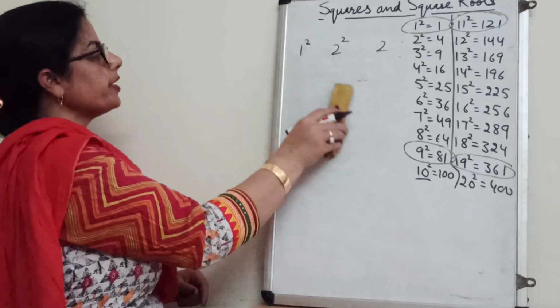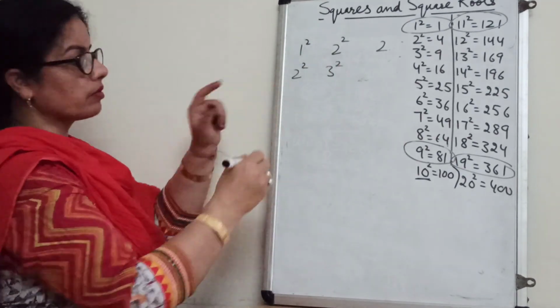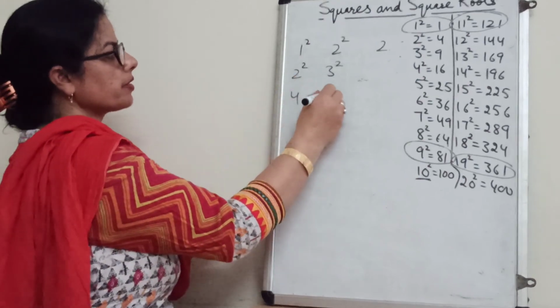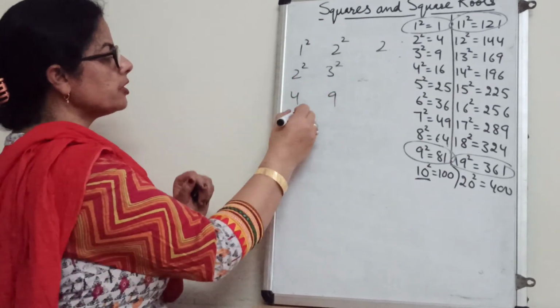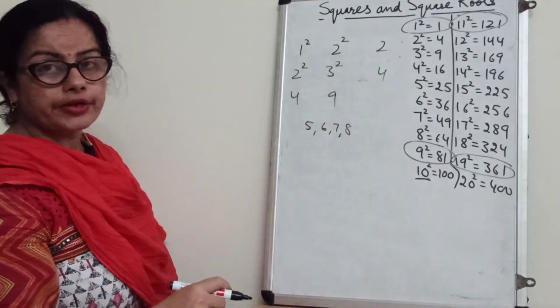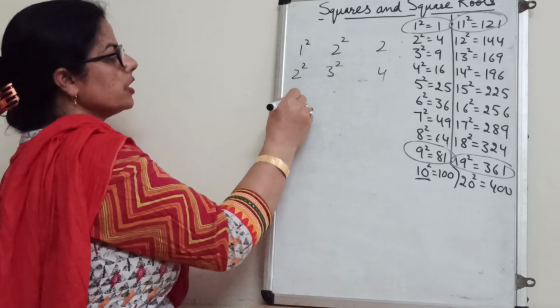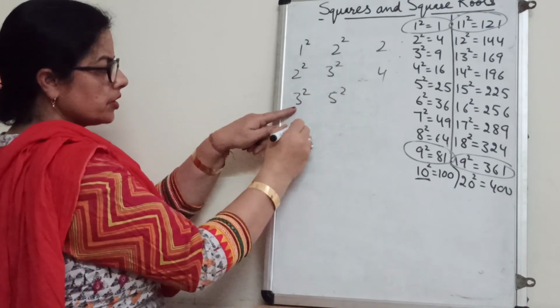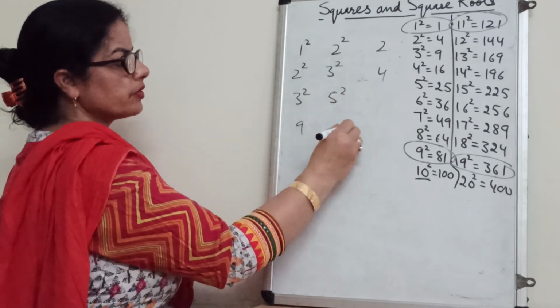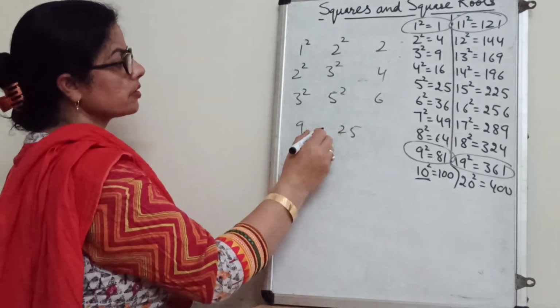If I want to find the numbers between 2 square and 3 square, what is 2 square? 4. What is 3 square? 9. And what are the numbers between them? 5, 6, 7, 8. Means 4 numbers are there. If we want to find the numbers between 3 square and 5 square, 3 3s are 9 and 5 5s are 25. Then if you count, there are 6 numbers.